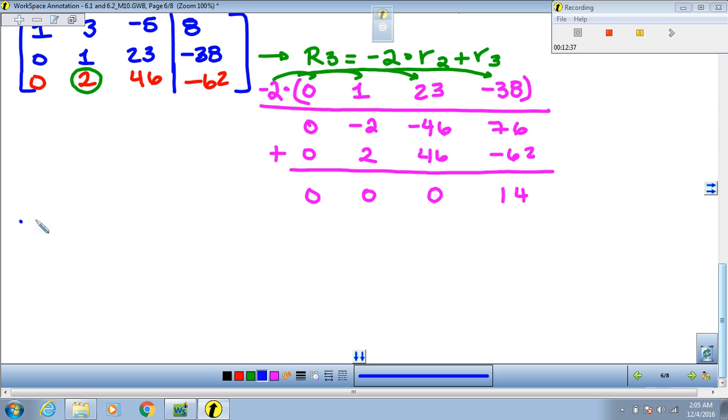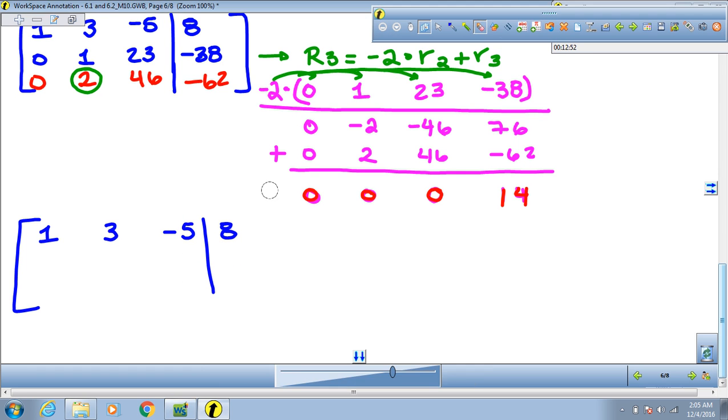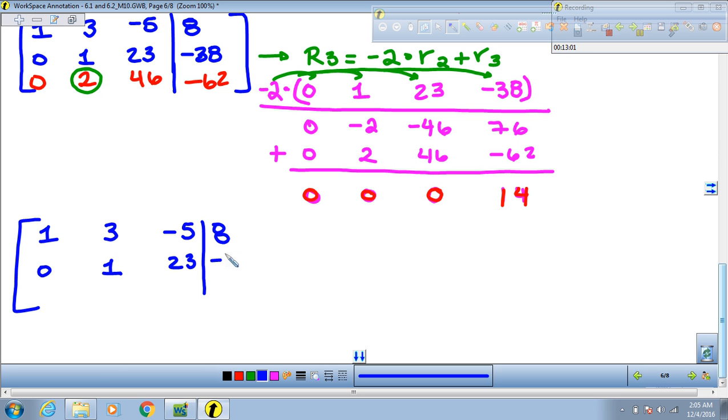So the matrix is going to look like, and I keep on forgetting, making these ones in red. Sorry. 1, 3, negative 5, 8, 0, 1, 23, negative 38, and then here we have 0, 0, 0, and a 14.